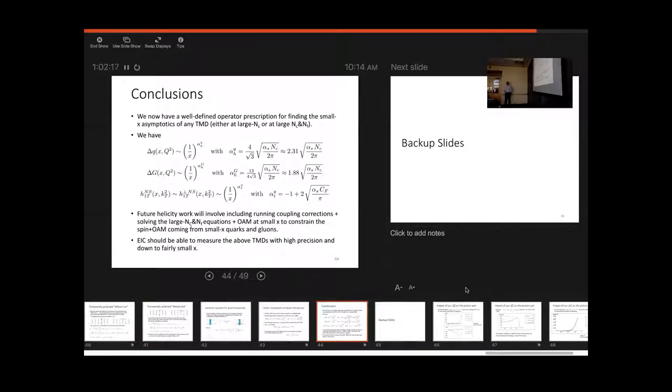You can solve those complicated large N_c and N_f equations. You can look at orbital angular momentum, as I mentioned, at small x, to try to constrain the spin sum rule at small x. And of course, relation to EIC: EIC would give us an insight on all those TMDs and PDFs with hopefully high precision down to reasonably small x. So we hope that the combination of EIC data and the theory effort here would be able to help us constrain the small x behavior of helicity TMDs and at least rule out or exhaust that end of the phase space in our pursuit of resolving the spin puzzle. Thank you very much.